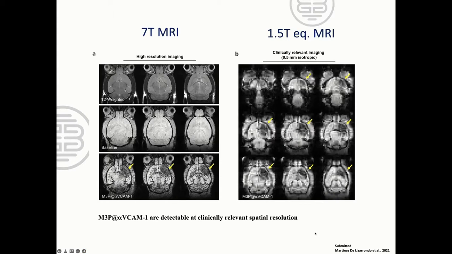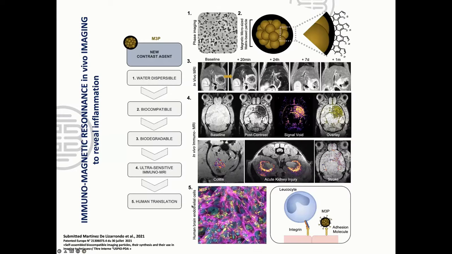We also demonstrated that these particles could be used either in 7T MRI or 1.5T MRI, which means that they are not only usable for preclinical and research investigation, but they could also be used for clinical investigation at the hospital. So right now we have this new modality that we name immunomagnetic resonance imaging for targeting inflammatory processes.